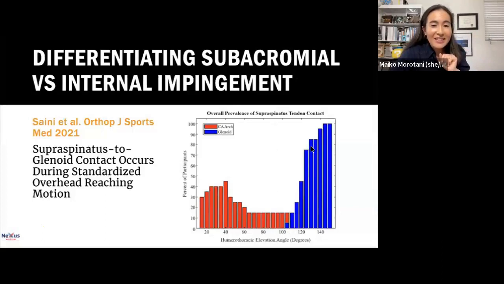And let's appreciate that 100% of the subjects, when they raise their arm up overhead, the supraspinatus tendon is actually contacting the glenoid, and that would be considered internal impingement.